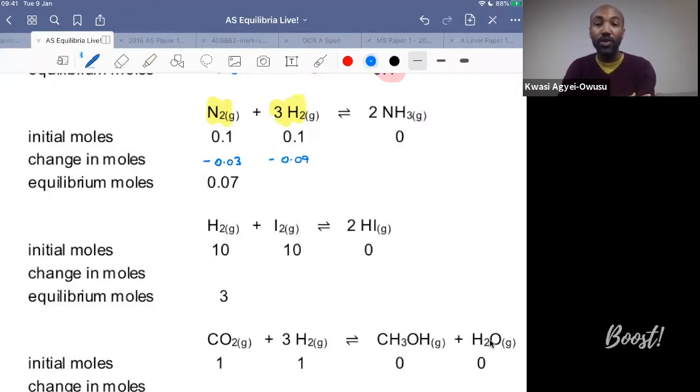Okay, so if we've used up 0.09 moles of hydrogen out of the 0.1 that we started with, what is the equilibrium moles of hydrogen? Of course, that would be 0.01.